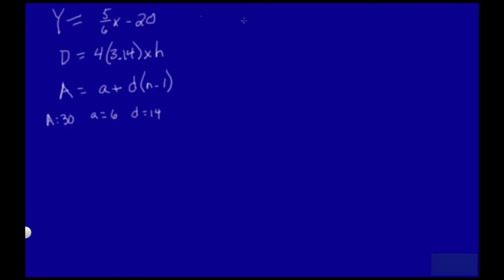So what we're going to do is, the way it was sent in, these look like three independent questions. So that's how we're going to handle this. And we're going to do the first one where we have y. We're going to do this one first, where we have y equals 5/6 x minus 20.